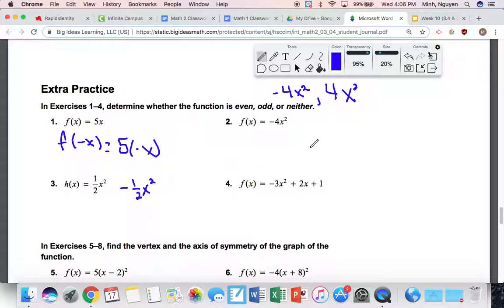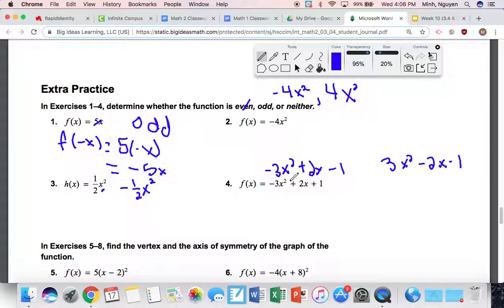So I'm not writing answers. I'm just writing things that you would compare it to. So you would compare it to 1/2 x squared and negative 1/2 x squared after you replace this with a negative x. So for instance, 5 times negative x is negative 5x. Well, it's certainly not the same, so it can't be even. But is it the opposite? Yes, it went from positive to negative. Then it is odd. Okay, and then for this last one, you would see if plugging in a negative x makes it the same, or if it makes it the opposite. And when I say opposite, that means I just change all the signs.